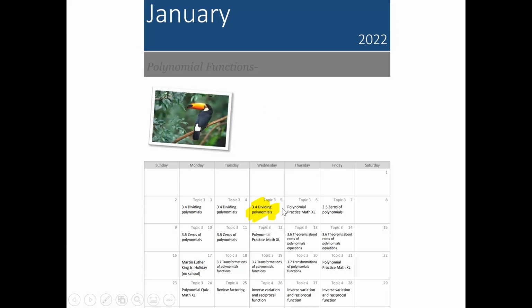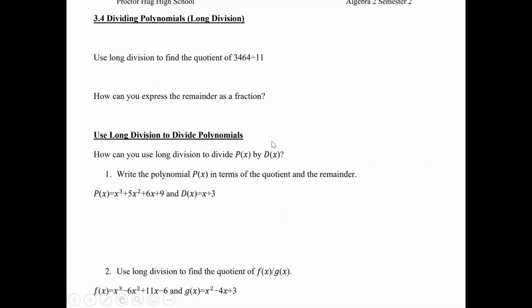Also today I'm going to have you guys do a little bit of practice on Math Excel. So I'm going to have you guys grab laptops and ensure that you can actually log on to it. And we're going to start off right over here on dividing polynomials. So in your guided notes, make sure you turn over to this.